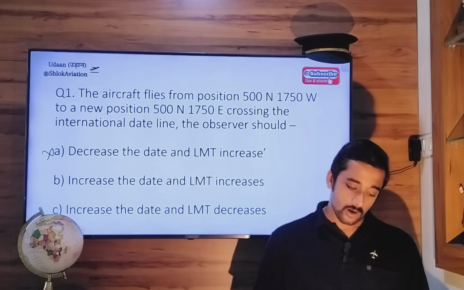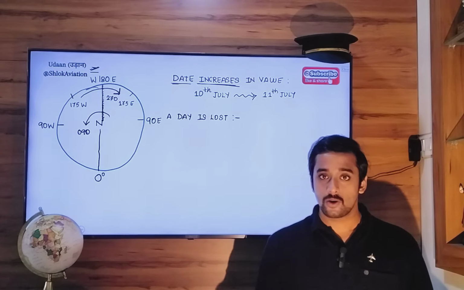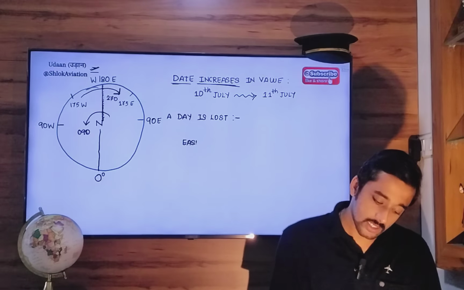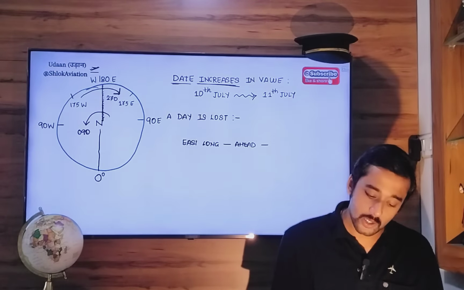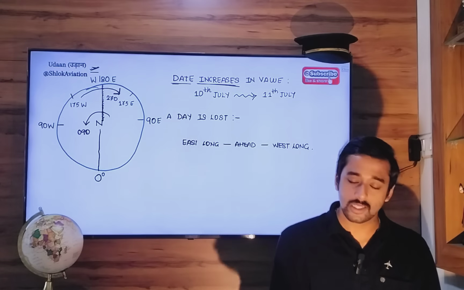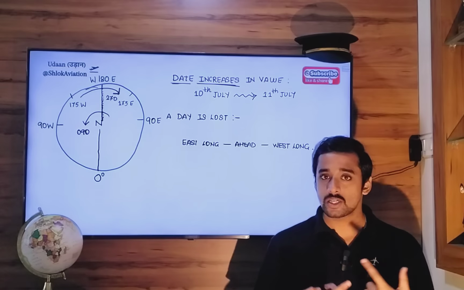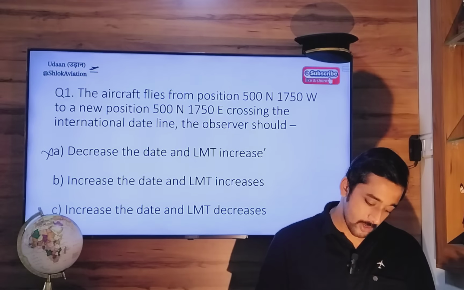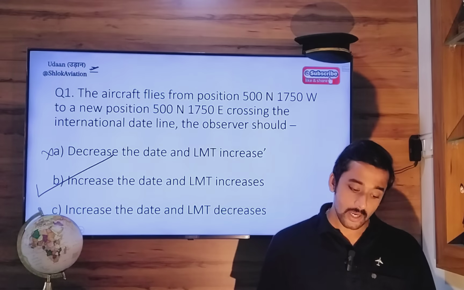The local mean time will definitely increase, because eastern longitudes are always running ahead in time compared to their respective western longitudes. Here you are traveling from west longitude to east longitude, so the east longitude will definitely be running ahead in time compared to its west longitude. So the correct option will be option Bravo. Local mean time increases.